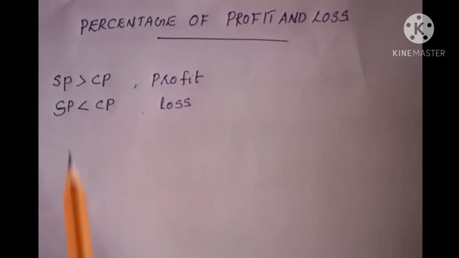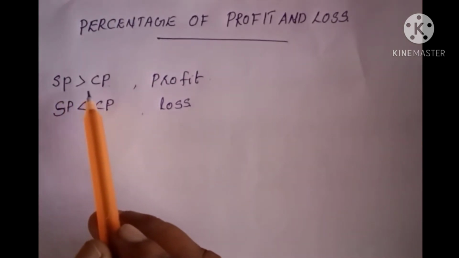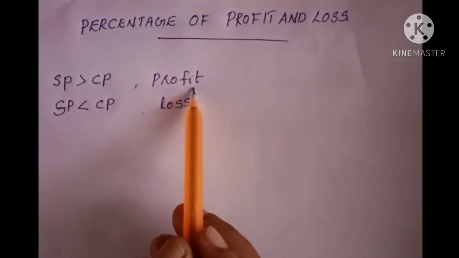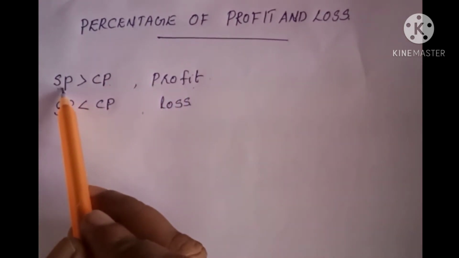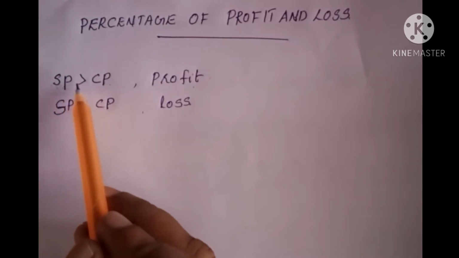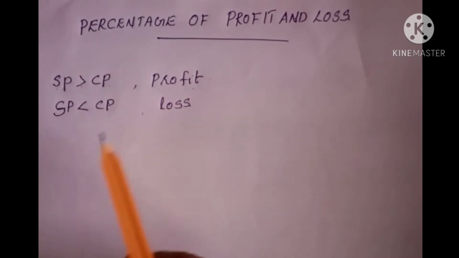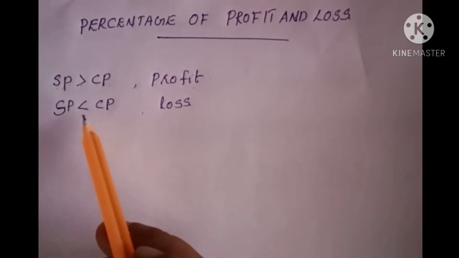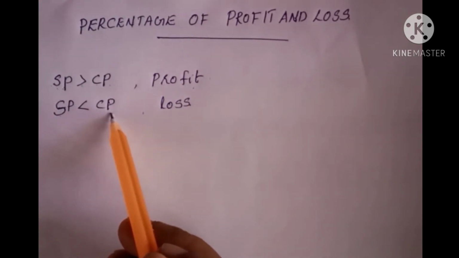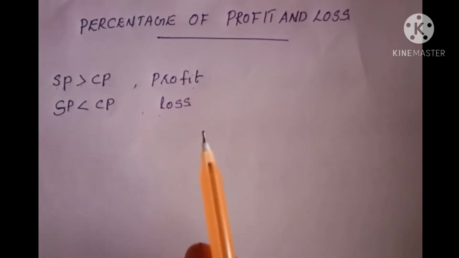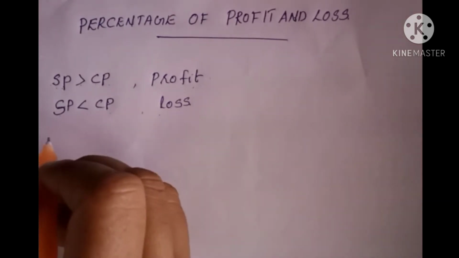We already know that if SP is greater than CP, then there is profit. SP means selling price. If selling price is more than cost price, then there is profit, and if selling price is less than cost price, then there is loss. We already studied that. Next, we are going to discuss profit percentage.